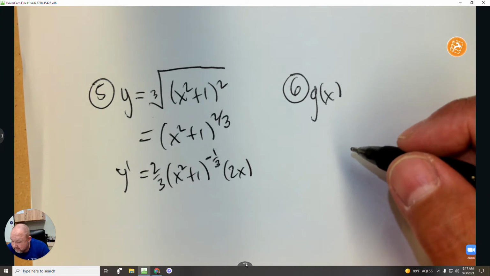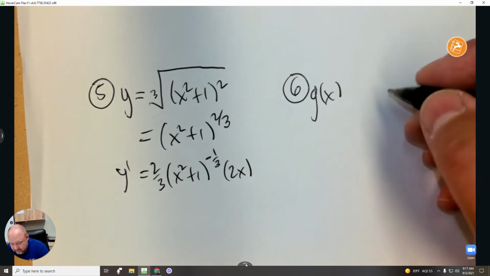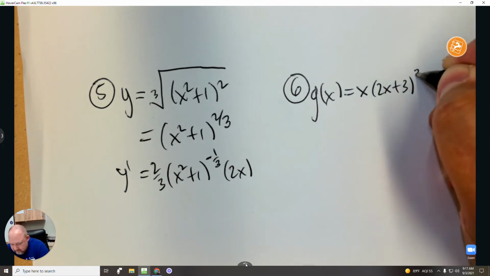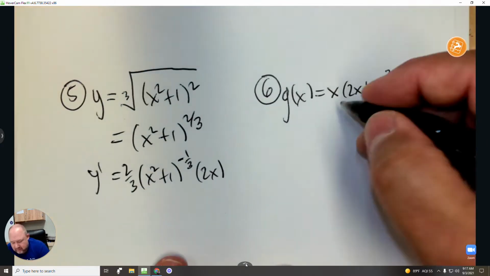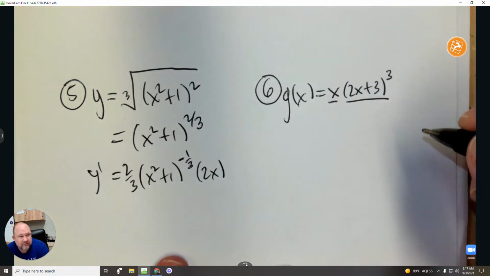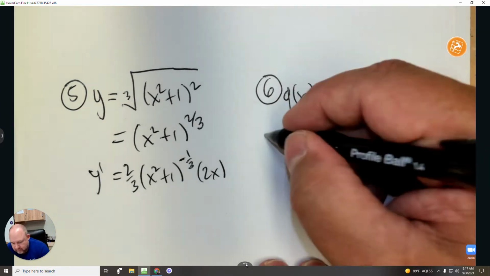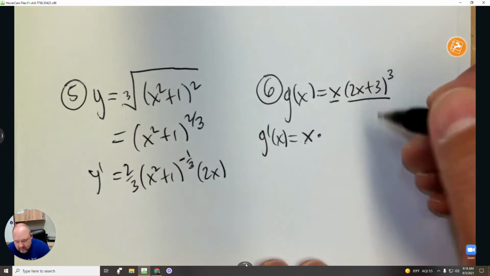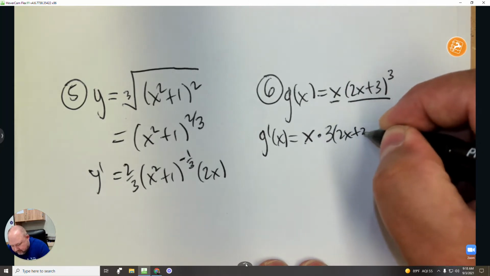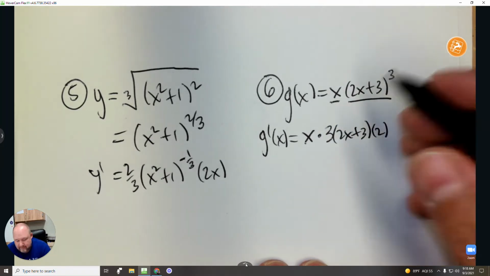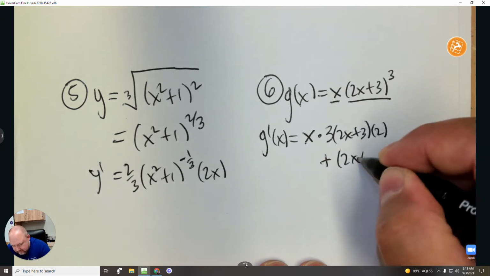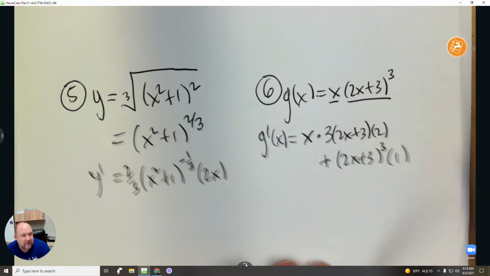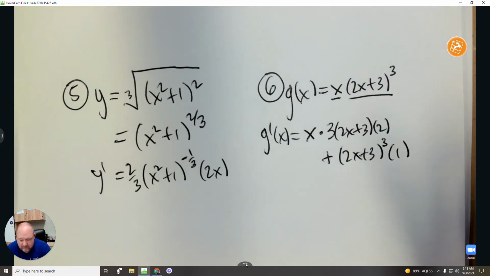Here we go. So number 6 is x times (2x plus 3) to the 3. So in this situation, it's going to be the product rule. We have a first and we have a second. So the derivative here is going to be the first times the derivative of the second. So I'm going to take the derivative, and that includes a hook, plus the second times the derivative of the first. I don't need it, but there it is if you want to put it down. And you don't need to simplify it.